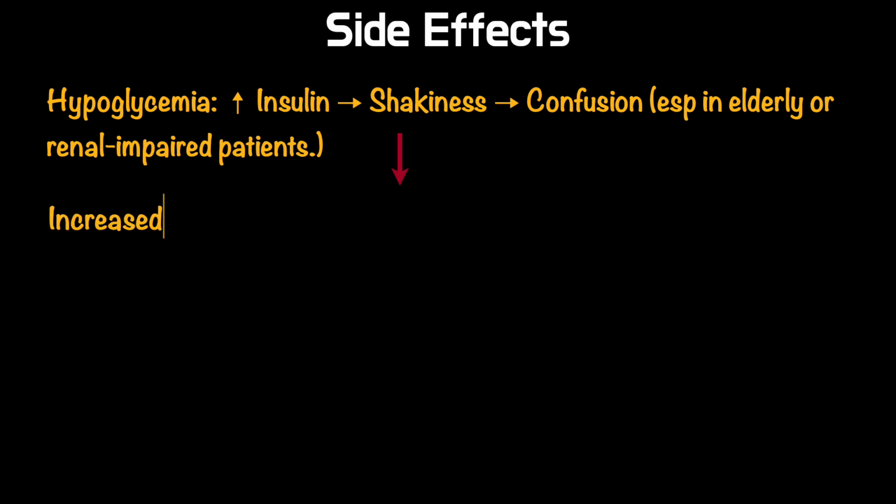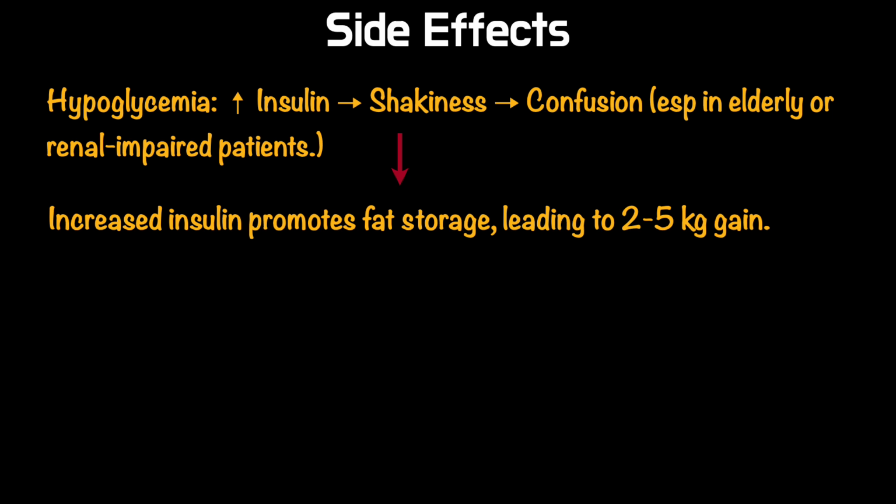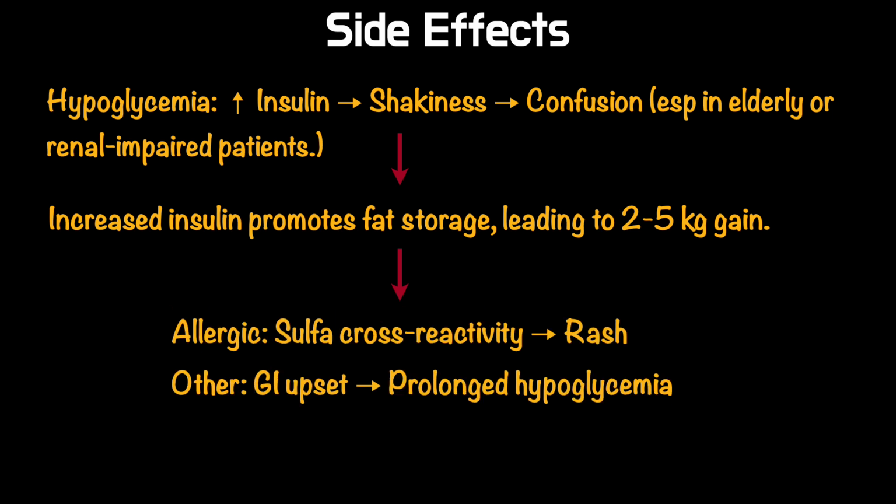And increased insulin promotes fat storage, leading to 2 to 5 kg of weight gain. So weight gain is also a side effect of sulfonylureas. And if there are any allergic cases, sulfa cross reactivity will lead to rashes. And the other side effect is GI upset, which happens when prolonged hypoglycemia occurs, right?